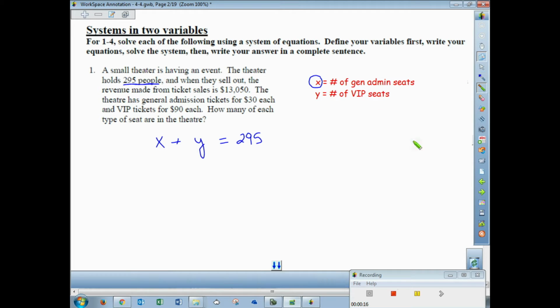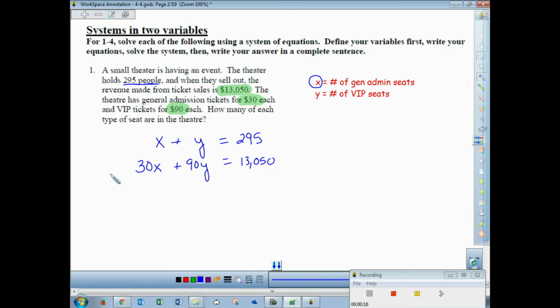Then the next equation will have to deal with money, right? So we've got some money right here, some money right here, and some money right here. So $30 for every general admission seat plus $90 for every VIP seat. That'll equal the total of $13,050. Notice you don't need to put the dollar signs in this situation. It's just using nothing but the numbers. Boom, there's our system.